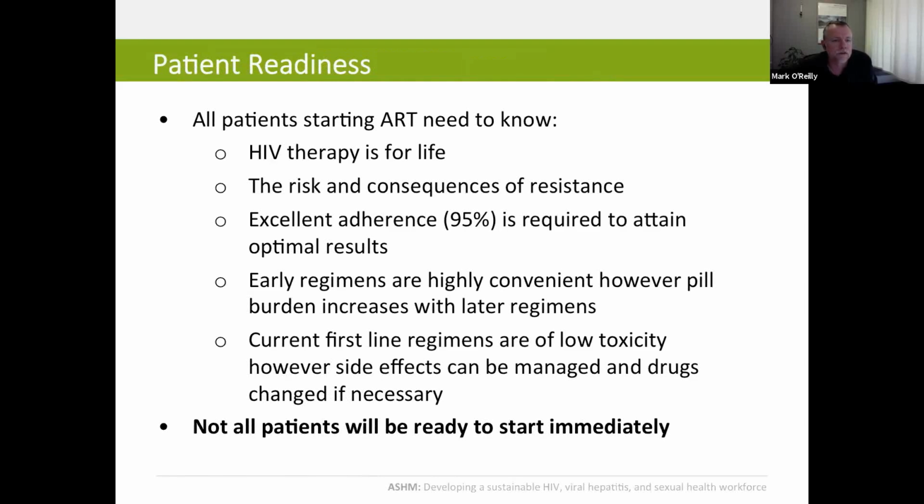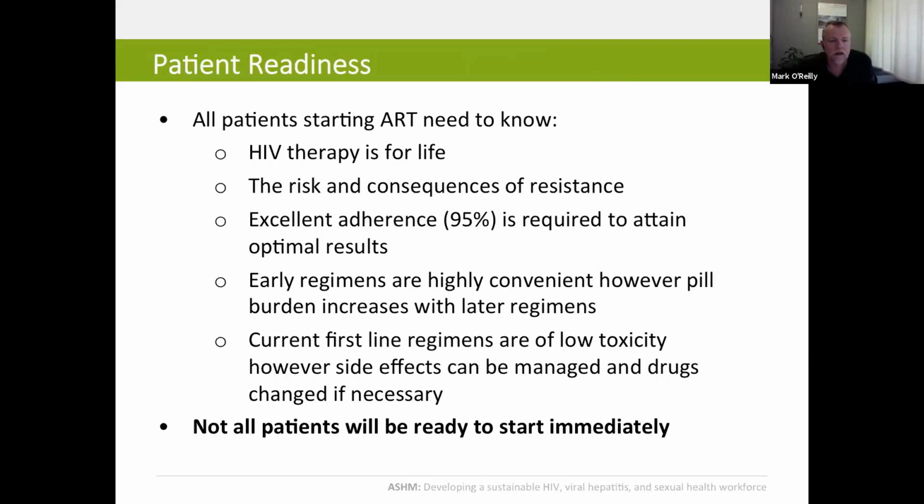All individuals need to be ready to start HIV medication. It's important they understand that HIV therapy is for life, and that not taking medications on a regular basis can be associated with resistance. So HIV can become resistant to the medication, and then the number of options that individual has for ongoing treatment will be reduced.